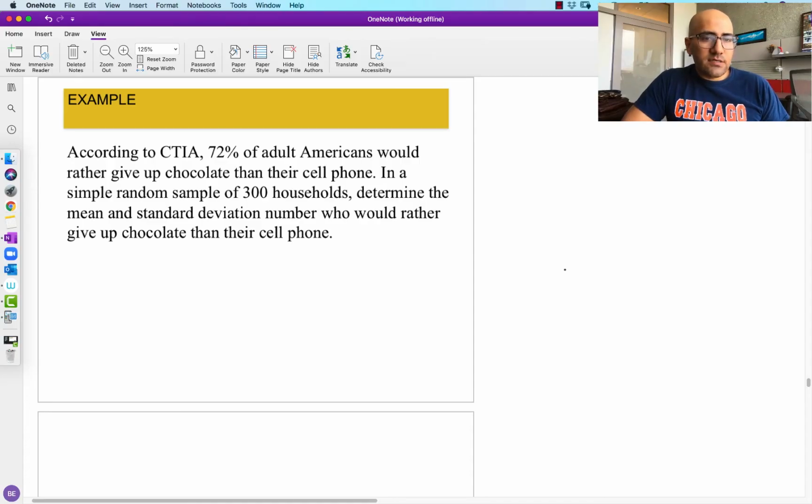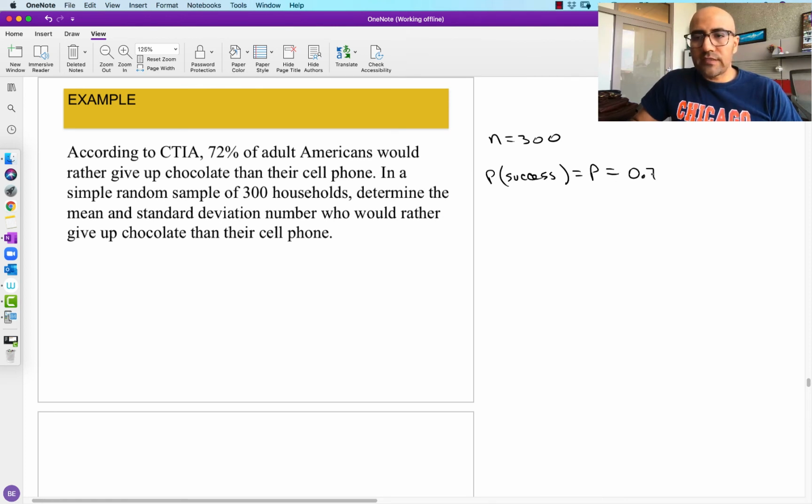Okay, so according to the CTIA, 72% of adult Americans would rather give up chocolate than their cell phones. In a random sample of 300 households, determine the mean and standard deviation number who would rather give up chocolate than their cell phones. We ran into this question earlier, so we know that it does satisfy the conditions of a binomial random variable. And here we know that n is equal to 300. 300 individual households are sampled. And we know that the probability of success is just equal to p, p equals 0.72.